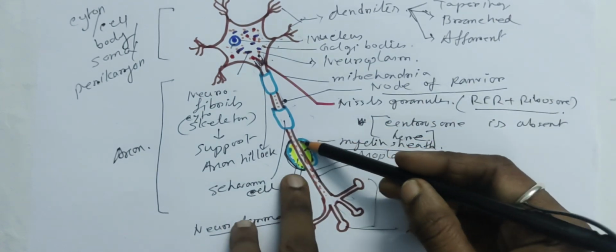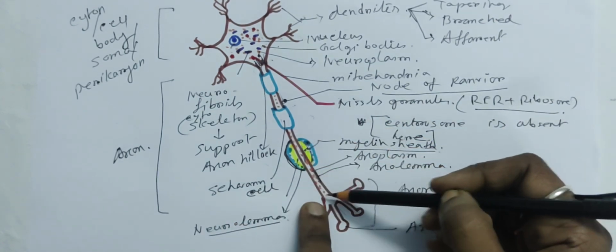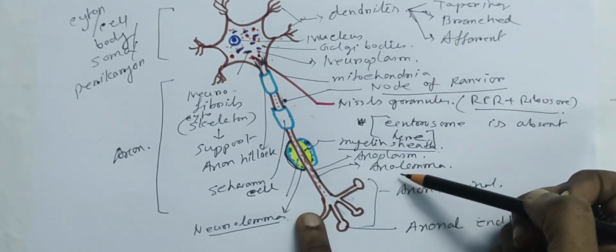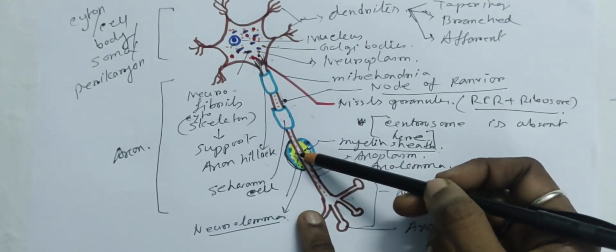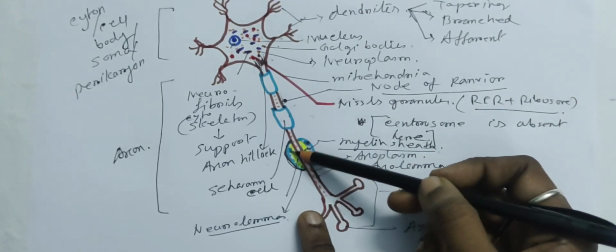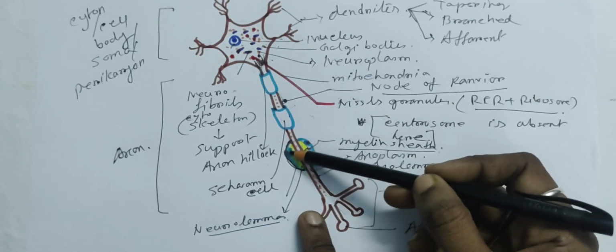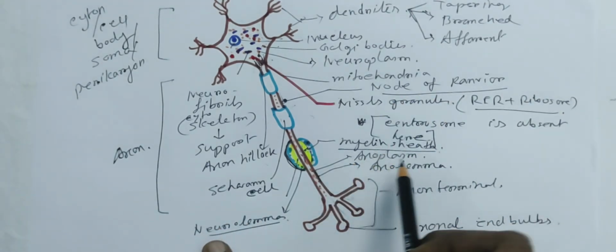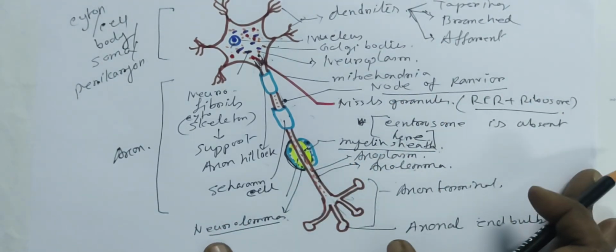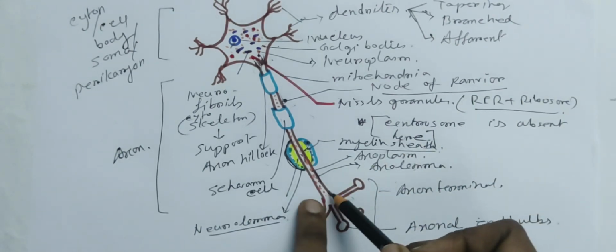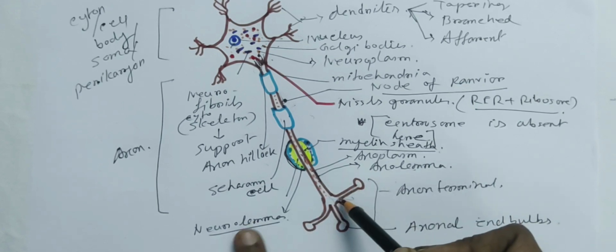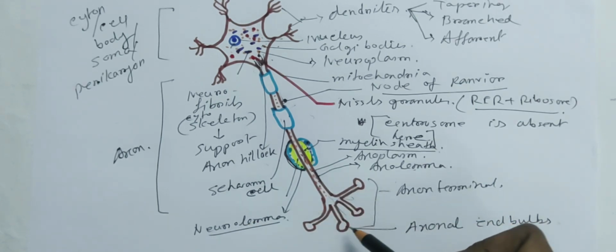Then the axon: the cytoplasm within the axon is called the axoplasm, and the membrane of the axon is called the axolemma. One more thing: there is a myelin sheath, and after that there are Schwann cells, and the membrane of the Schwann cell is called the neurolemma. Is it clear to you what the difference is between axolemma and neurolemma? Now come to the end part. The axon divides into branches called the axon terminals, and at the extreme terminal position there is a bulbous structure called the axonal end bulbs.